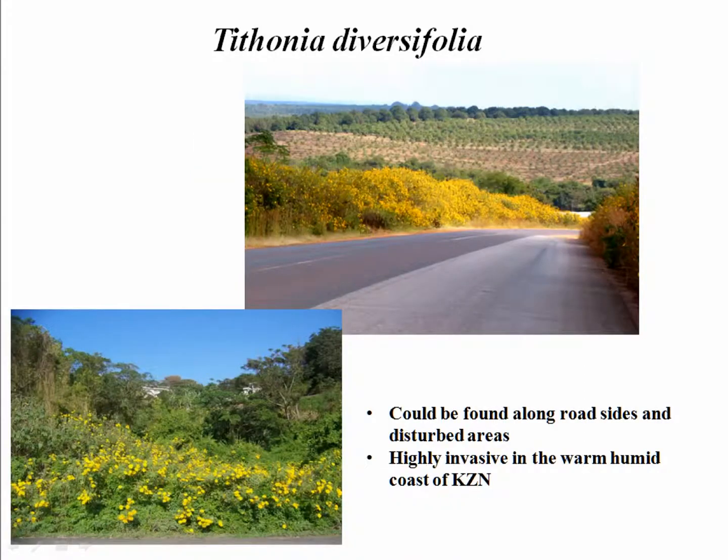This is the distribution of the weed. It occurs along the roadsides in Mpumalanga, and this one over here is KZN, whereas that one is Mpumalanga. Here it invades the inlands, whereas in Mpumalanga it mostly prefers the roadsides.